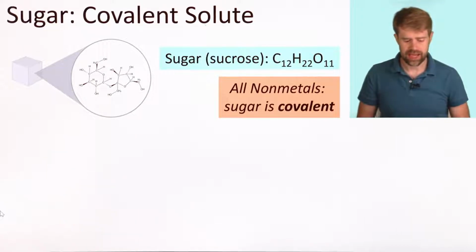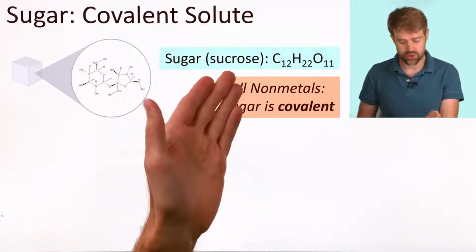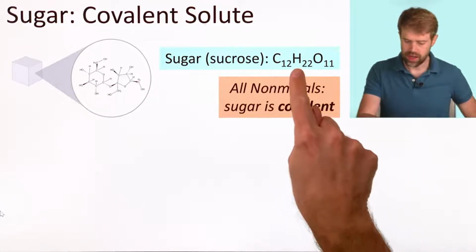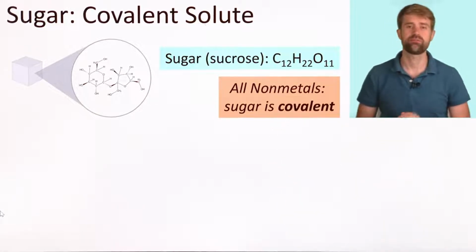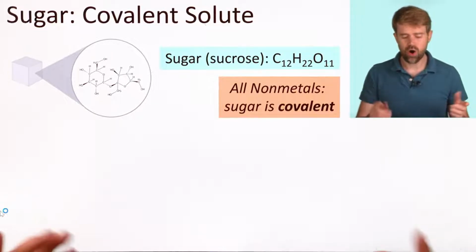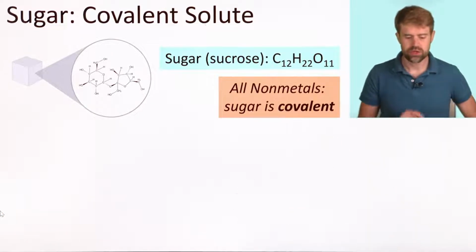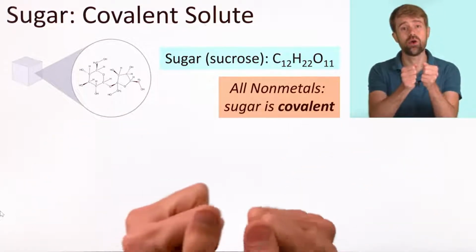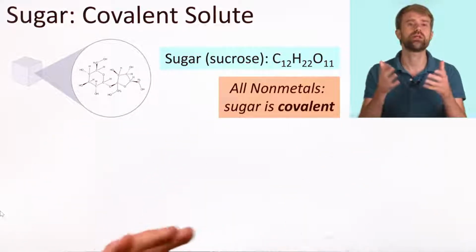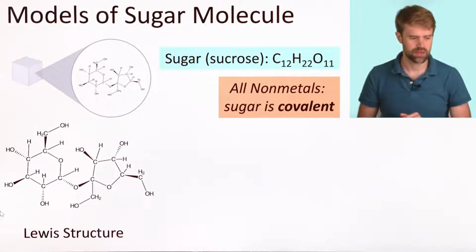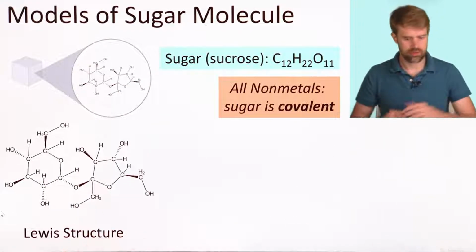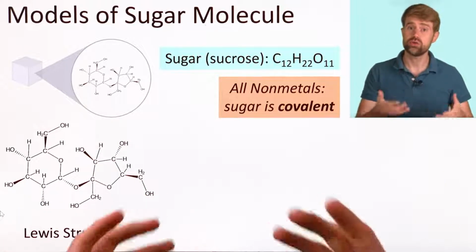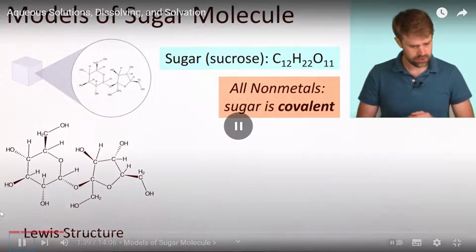Table sugar is actually a compound called sucrose. Here's its chemical formula. And it's made of carbon, hydrogen, and oxygen atoms. Because these elements are all nonmetals, sugar is covalent. Its atoms are connected by covalent bonds made by sharing electrons. And there are different ways that we could show the molecules. So here, we're representing the sugar molecules with a 2D Lewis structure.